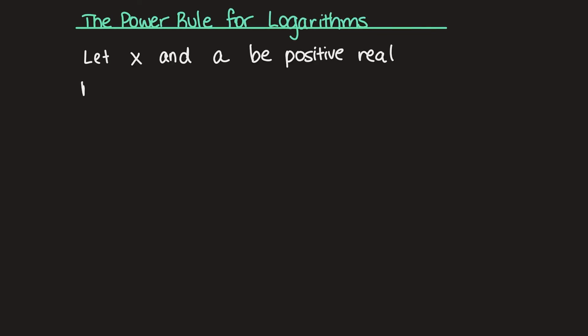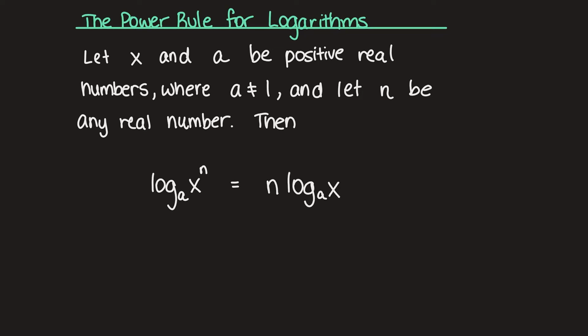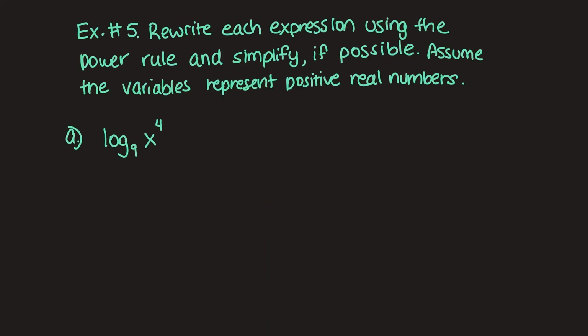The last property will be the power rule for logarithms. So let x and a be positive real numbers where a is not equal to 1, and let n be any real number. Then log base a of x raised to the n power is the same as n times log base a of x, where we can write the exponent of the log input in front of the log. Let's try some examples using this property.